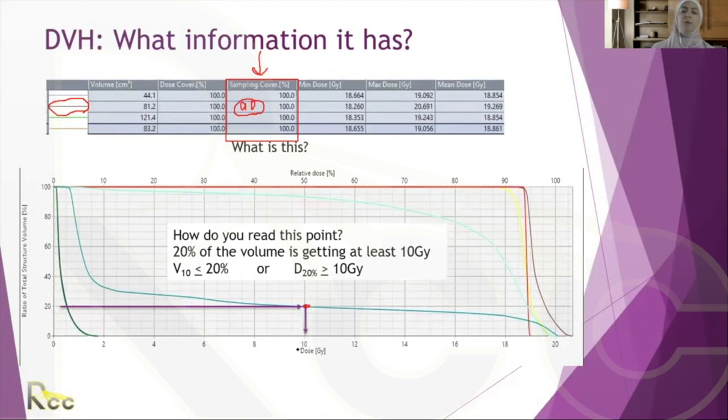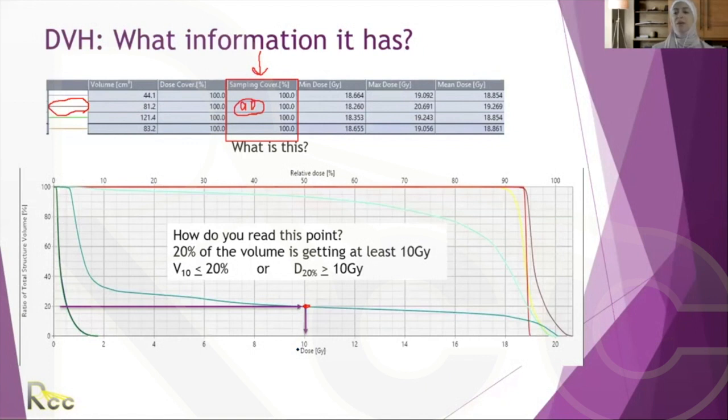Remember what I said last Thursday. It is highly recommended that you use absolute dose instead of percent dose, because percent dose is misleading. It is percentage of what? Is it percentage of prescription dose? Is it percentage of normalization dose? Or is it percentage of the maximum dose in the distribution? Percentage dose is always misleading if you don't know what it is referring to.